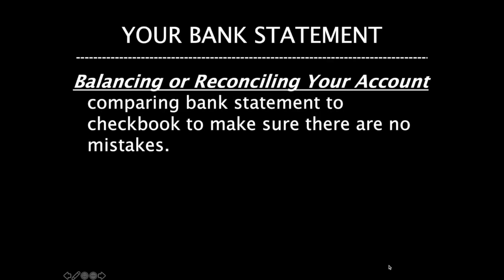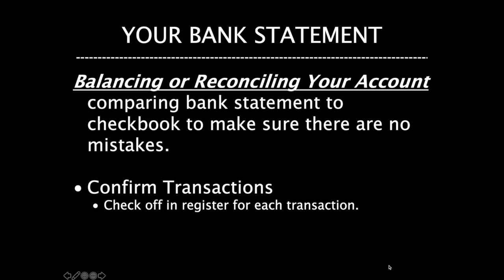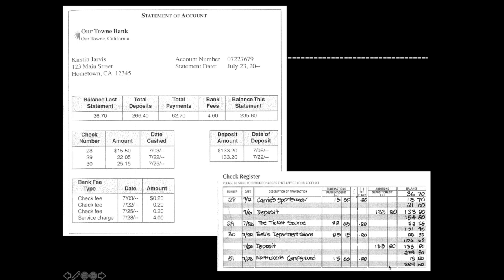What we do here is we're going to compare the bank statement to our checkbook, and you have that checkbook register with you, and we're going to make sure that there's no mistakes in there. Confirm transactions. We are going to check off in the register for each transaction, and we're going to look for outstanding checks and deposits. So we have our two items that we need, the bank statement and our checkbook register.